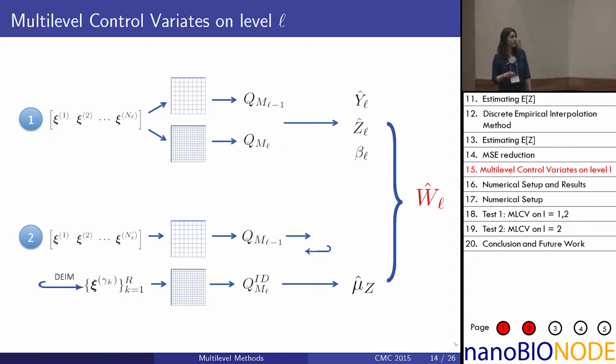Then we'll have an independent set of input data where we have N'_L, and we're going to run it on the coarse grid to get our coarse grid data. Then from there, we use this DEIM process to get capital R of our input data, or it dictates which capital R we'd like, and then we run that on our fine grid to approximate this Q_ID, so our interpolative decomposition of our fine grid data. Then taking that difference, we can get our μ̂_z, so our estimator. And then put those all together and we'll get our W. So that was to try and bring it all back.